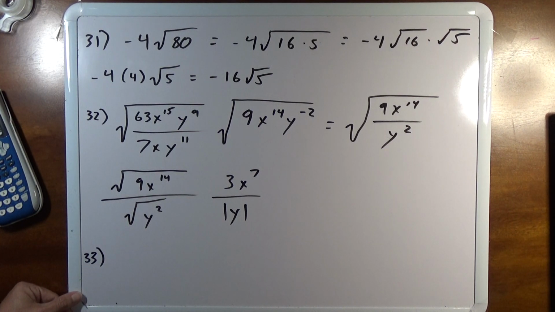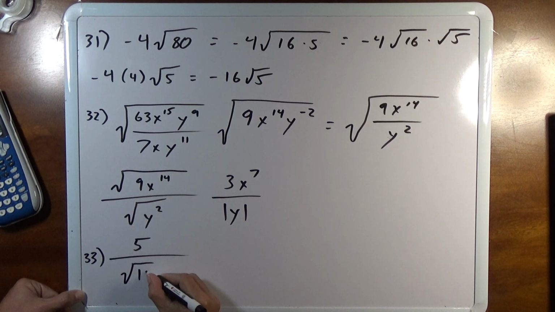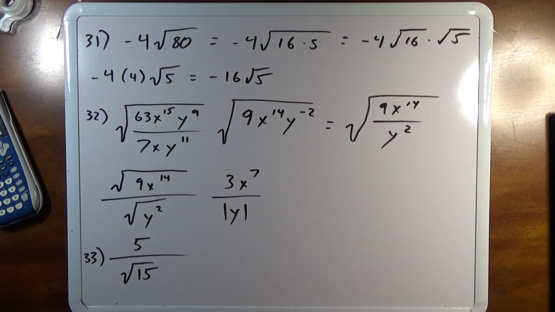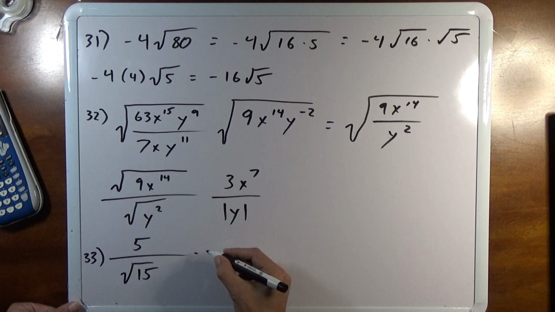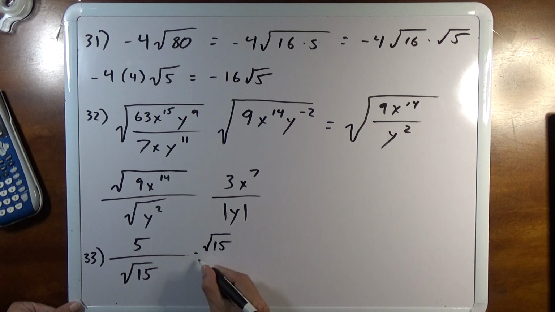33 says simplify the radical expression by rationalizing the denominator. 5 over the square root of 15. So I can't simplify the square root of 15. I can't factor out a perfect square from 15. It's just 5 times 3. So what I'll do is I'll multiply top and bottom by a form of 1. As long as it's a form of 1, it doesn't change the value of the expression. And I'm going to choose the square root of 15 over the square root of 15.